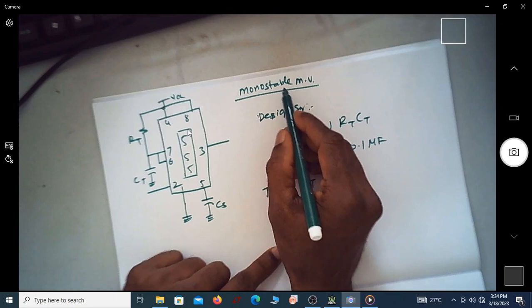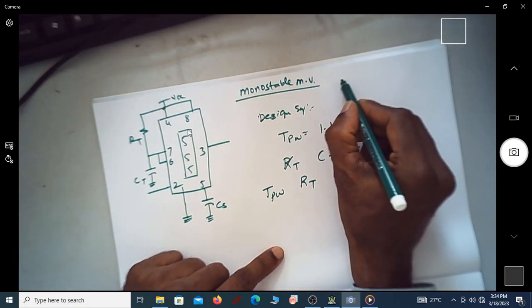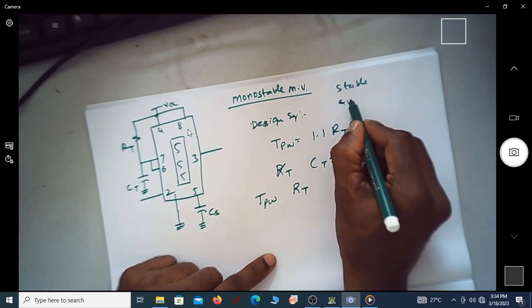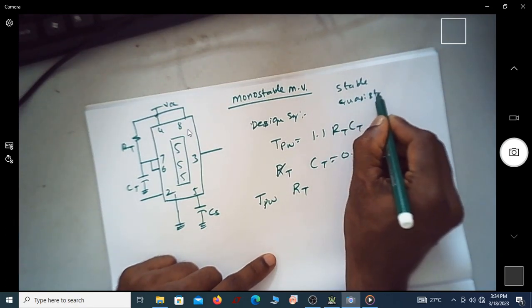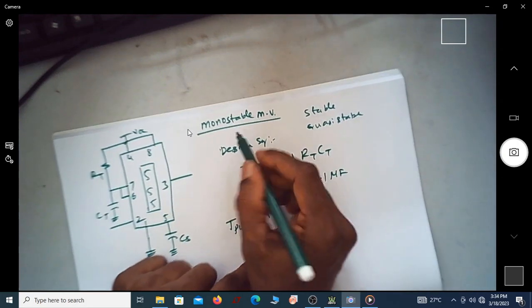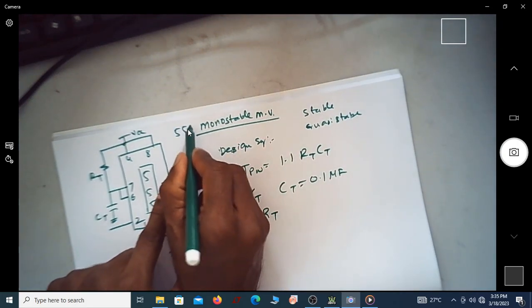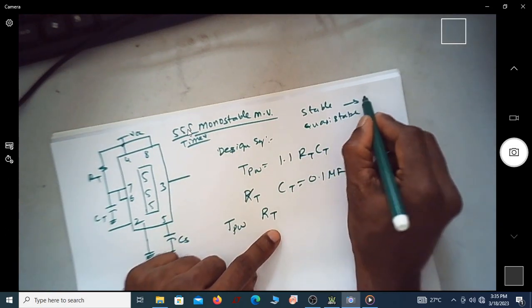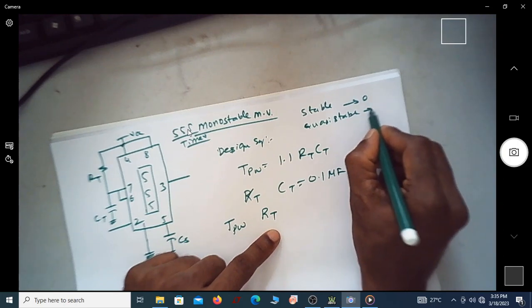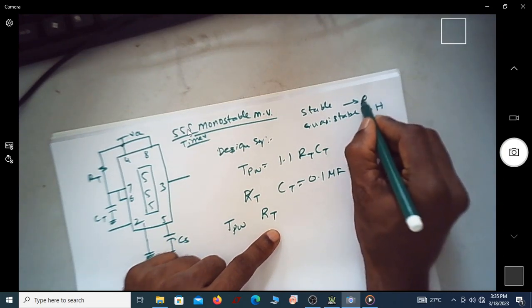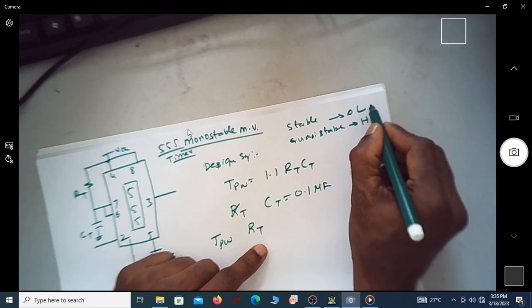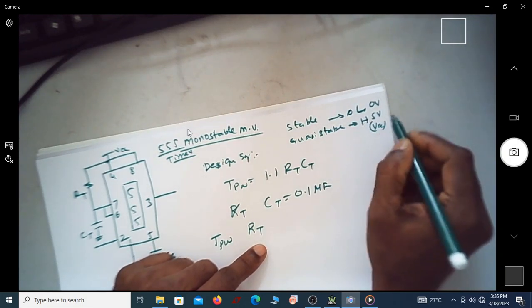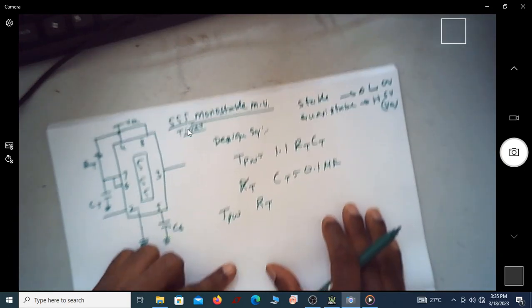As we know, a monostable multivibrator is one which has one stable state and another quasi-stable state. So these are the two states. In the case of the 555 timer based monostable multivibrator, the stable state is the 0 level and the quasi-stable state is high. So this is actually low and high. When I say low, it is 0 volt. When I say high, it is 5 volt or VCC.